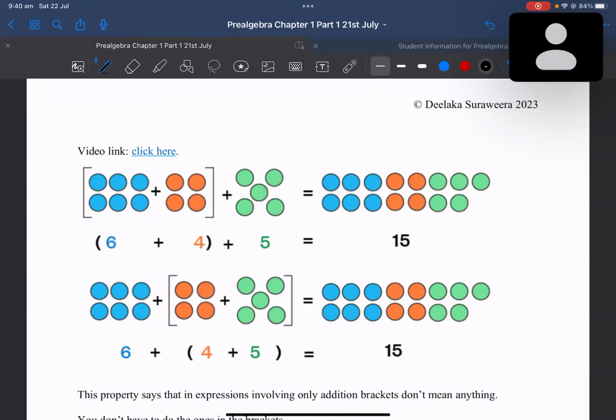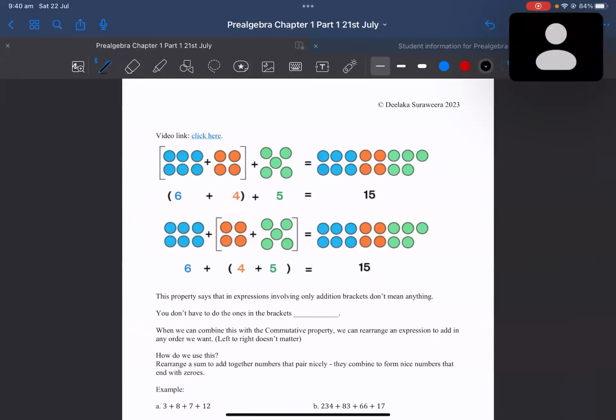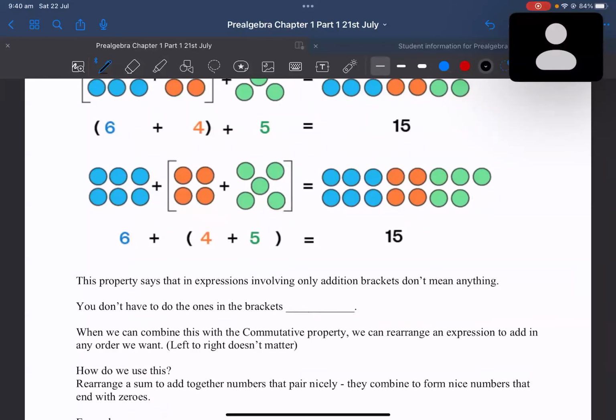Here, if you add these blue and orange dice first, it doesn't matter. If you add the green and the orange first as well, it doesn't really matter the order we do it in. So this property says that when we have brackets with only addition, brackets don't mean anything. Other operations, no, we can't do this. But if it's only addition, brackets don't mean anything. So you don't have to do the ones in the brackets first. You can do them second or third or whatever. You can break the rule, I guess, when you have just additions.